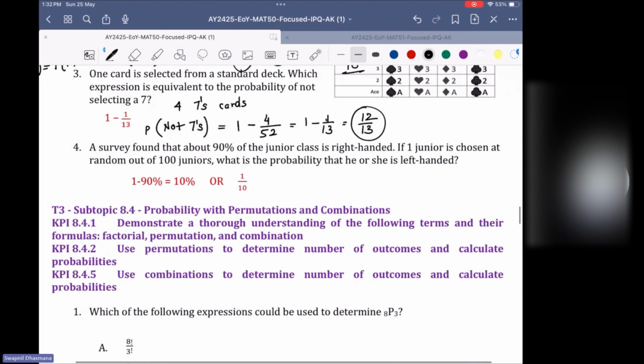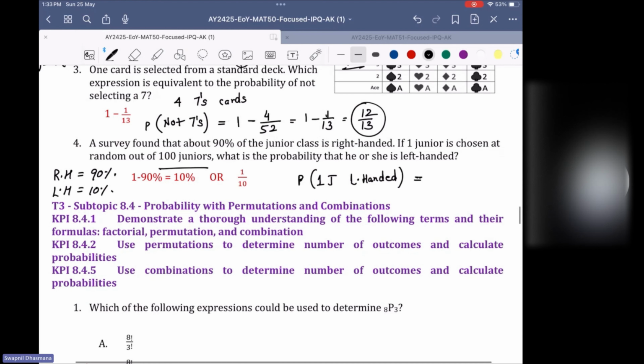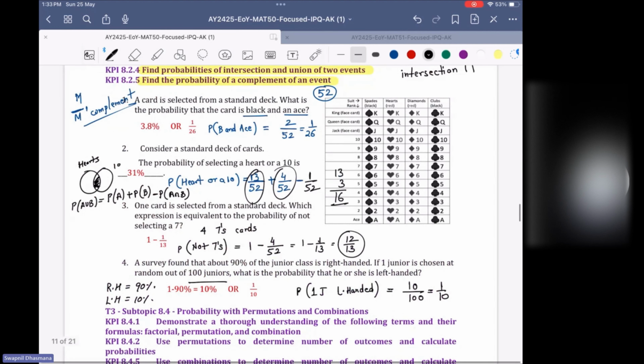Let's have a look at the last. A survey found that 90% of the junior class is right-handed. One junior is chosen, so you'll make one spot. What is the probability that he or she is left-handed? Now, right-handed people are 90%, which is 0.9 or 90. Left-handed would be 10%. So 10% of 100 is 10. So 10 out of 100 are left-handed people, so 1 over 10.